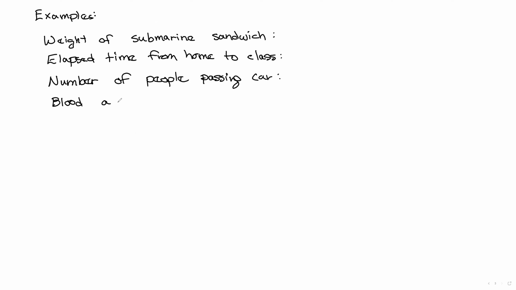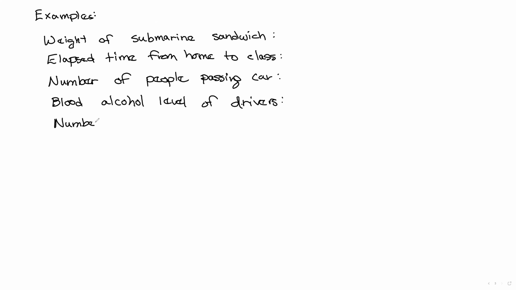The blood alcohol level of drivers. So this experiment might be done by the police. The police are stopping people and having them blow on a breathalyzer, and they're recording all of the blood alcohol results, and they're going to represent those results with a probability distribution at the end. Is that continuous or discrete?